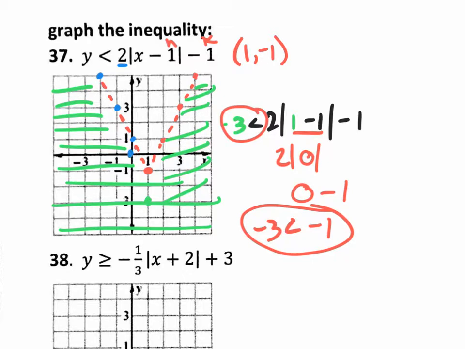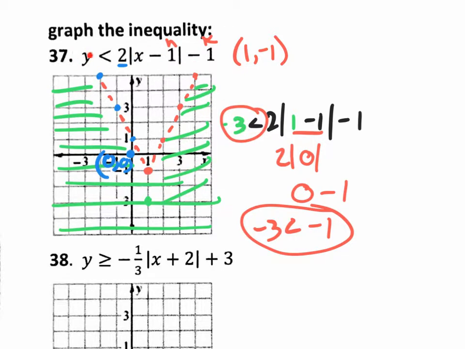So look, if I put a blue dot right there, put 0, 0. If I were to test it, let me just show you. Plugging in a 0 right here. 0 minus 1 is -1. The absolute value of -1 is 1. 1 times 2 is 2. 2 take away 1 is 1. So on the whole right side, you have a 1.